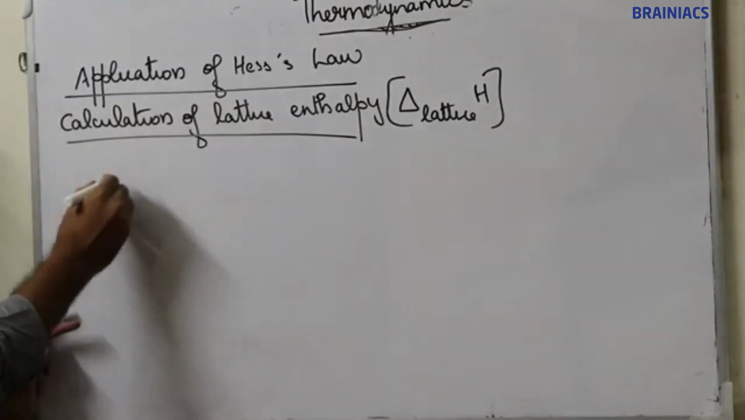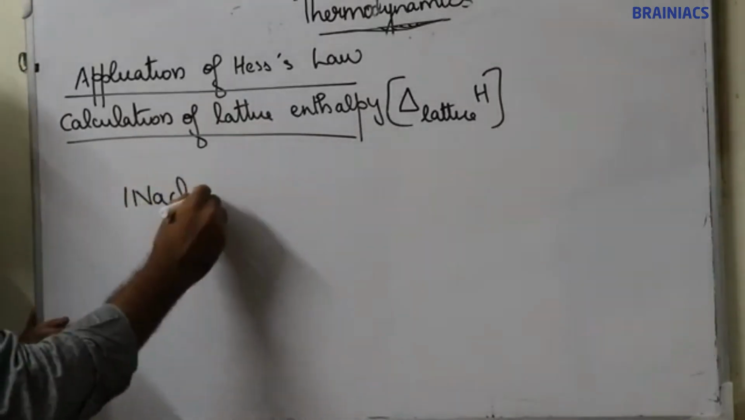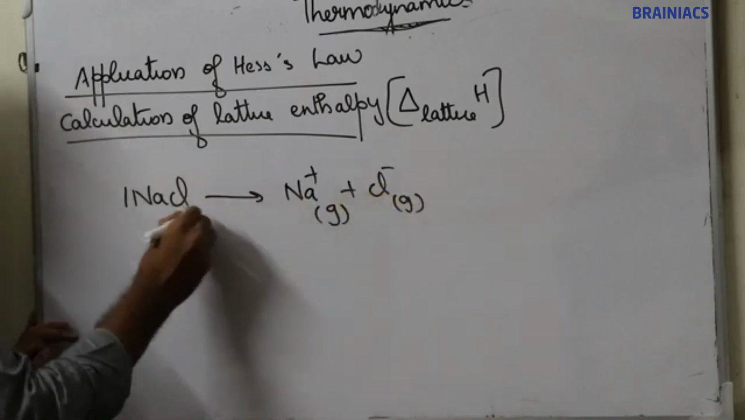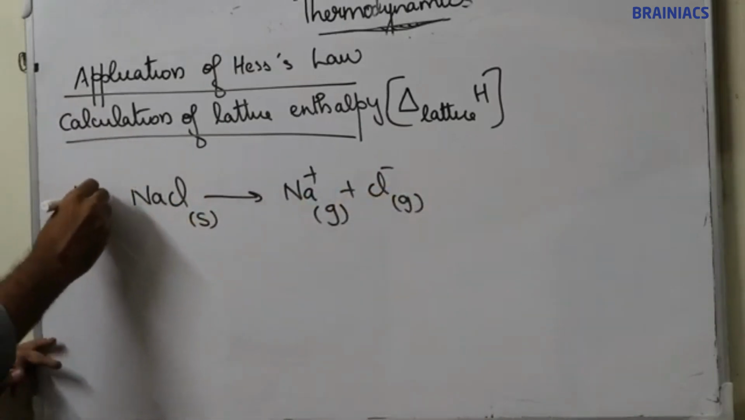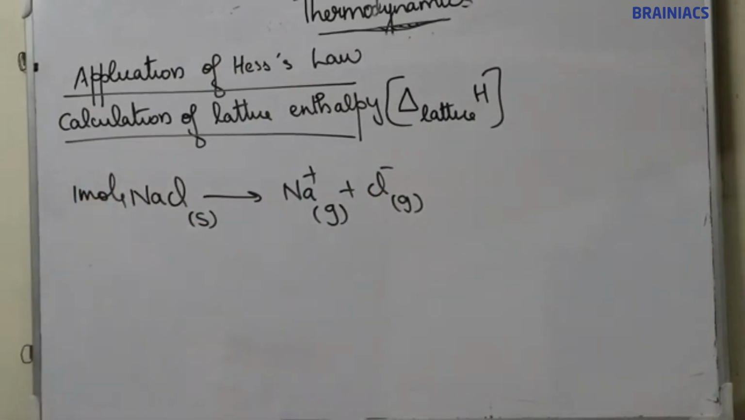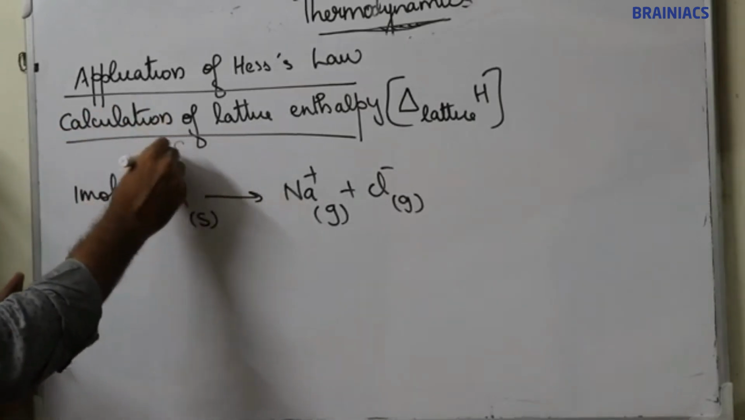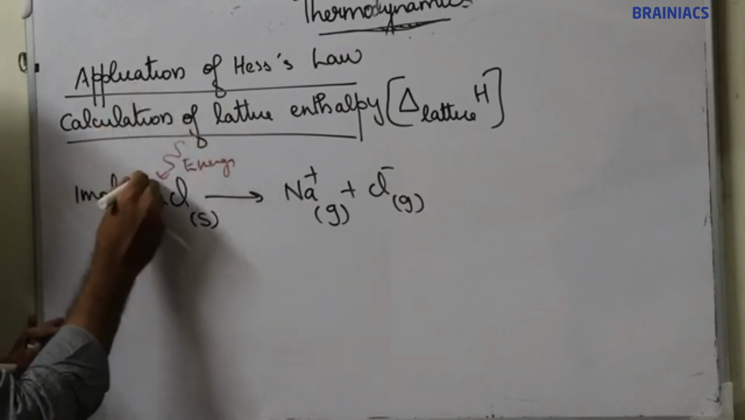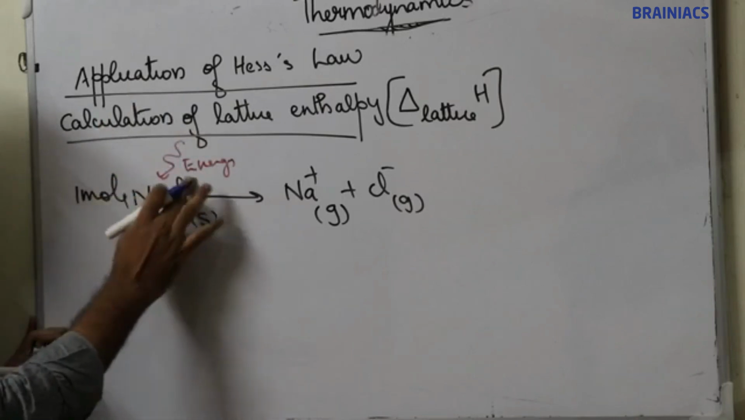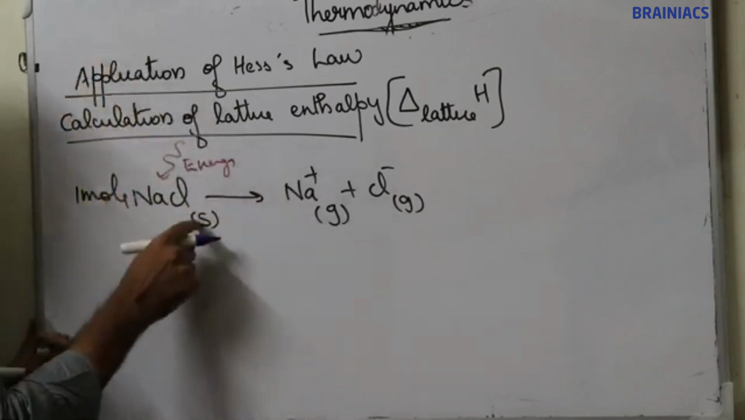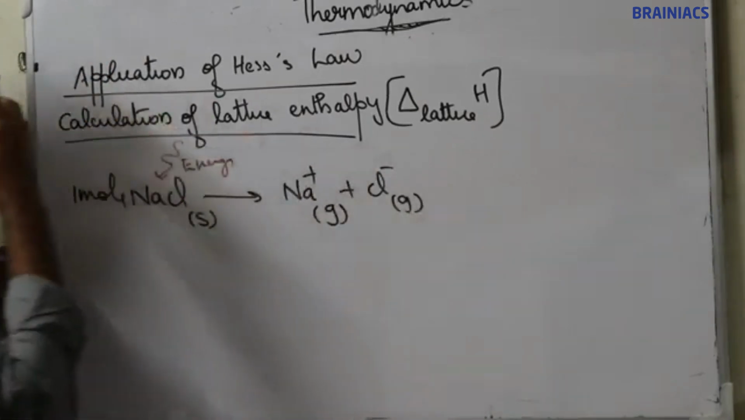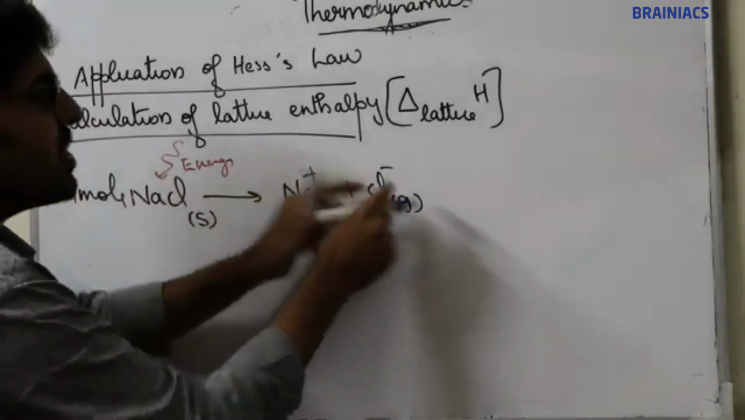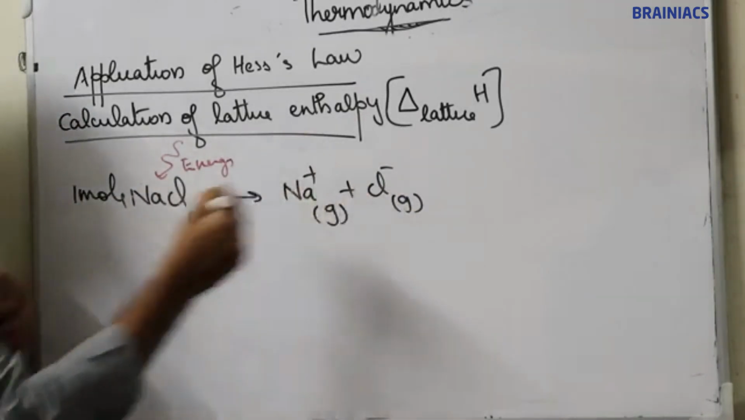Now what is lattice enthalpy? Lattice enthalpy is the enthalpy or energy required to convert 1 mole of solid ionic compound to corresponding gaseous ions. It is the energy required to break down 1 mole of solid ionic compound. NaCl is an ionic compound. So it is the energy required to break down 1 mole of solid ionic compound to corresponding gaseous ions. Or it is the energy released.